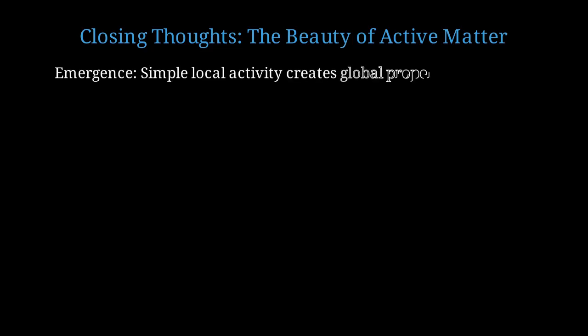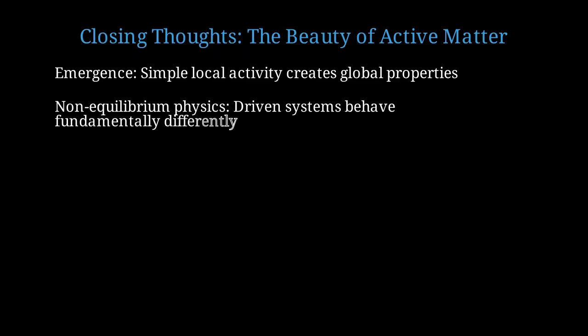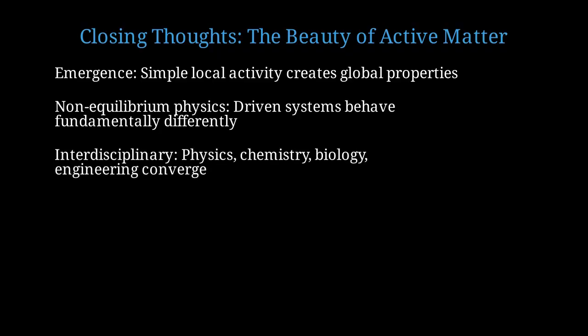Active matter is a beautiful example of how simple microscopic rules, each particle just swims forward, can lead to complex emergent phenomena at larger scales. It demonstrates emergence. Local activity creates collective properties that cannot be predicted from a single particle. It highlights the richness of non-equilibrium physics. Driven systems behave fundamentally differently from equilibrium systems. It's inherently interdisciplinary, drawing on physics, chemistry, biology, and engineering. Understanding active matter requires thinking across boundaries.